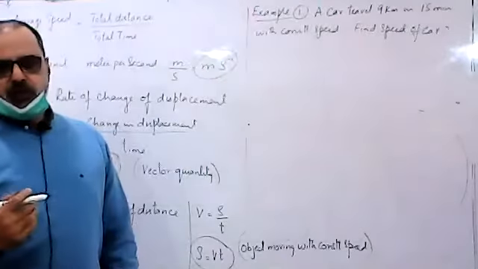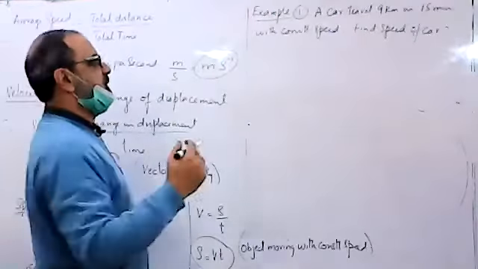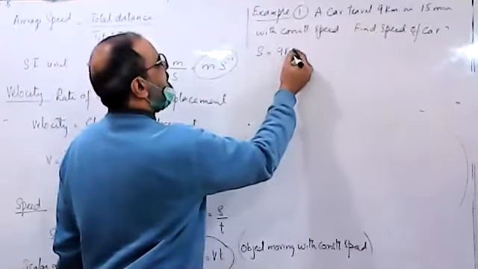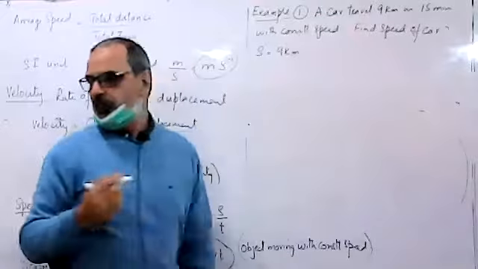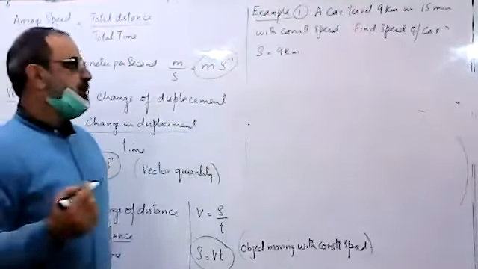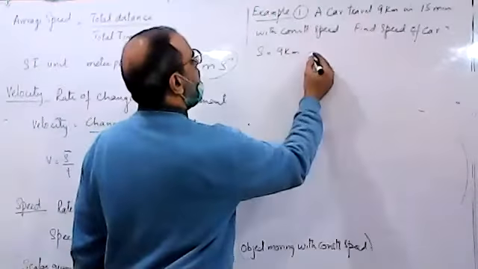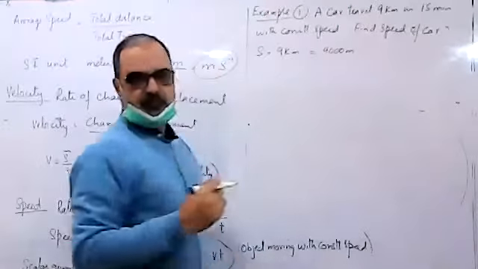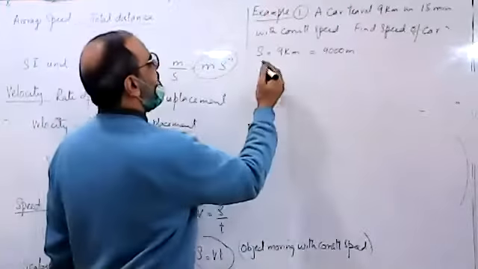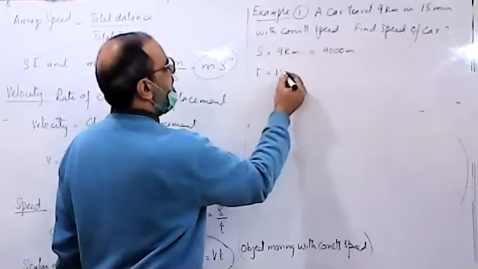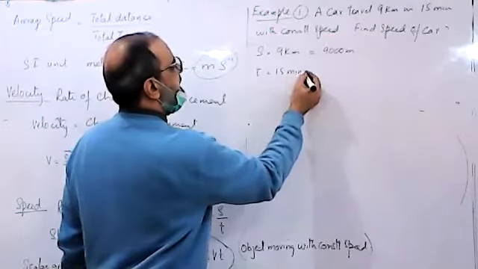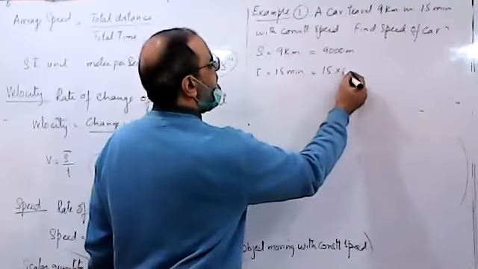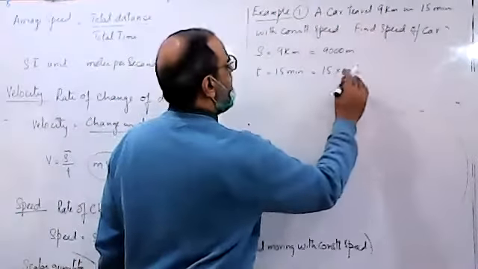Remember, first of all, we will write the data, what is known to us. Car traveled 9 kilometers, so distance is known to me, 9 kilometers. Standard unit for the distance is meter. So 9 kilometers means 9,000 meters. Secondly, time is given to me. Time is 15 minutes. Standard unit for time is second. So 15 will be multiplied by 60 to give you the time in seconds.